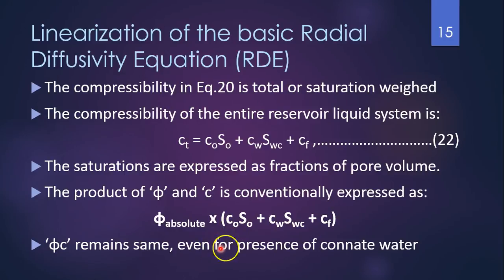Phi c remains the same even in the presence of connate water. Phi c does not change if there is connate water, because that only reduces the saturation of oil. Connate water is immobile, so it will only reduce the pore volume occupied by hydrocarbon, the hydrocarbon pore volume.